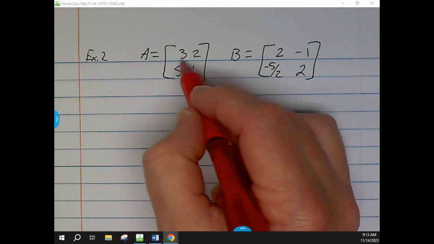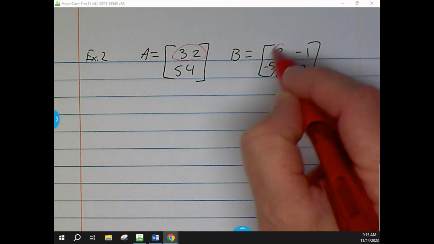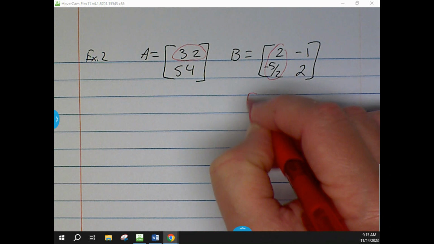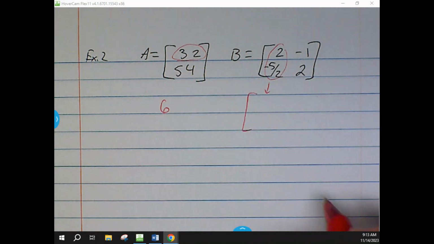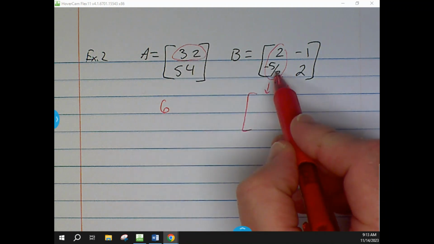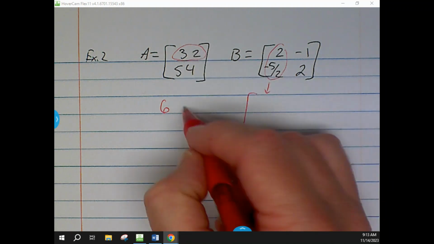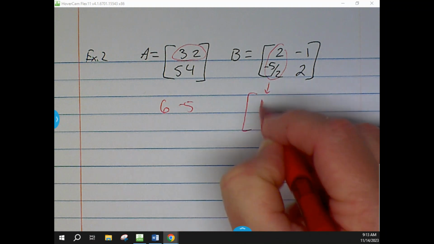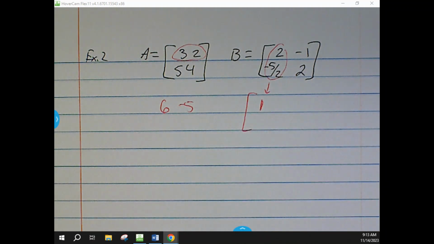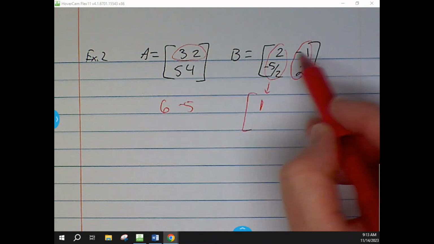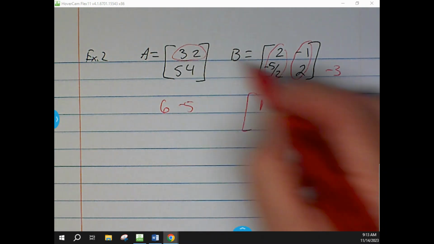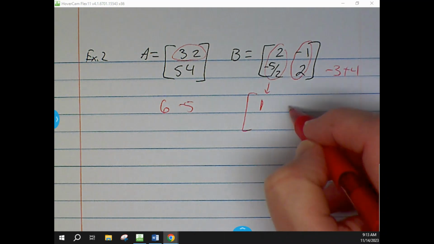Okay, so for this one, we're doing 3, 2 times this one. So again, our answers should go right underneath it here. So if we do 3 times 2, that is 6. We do 2 times negative 5 over 2. The 2's will cancel and leave us with a negative 5. So that would be 1. Okay, so when we do 3, 2 times negative 1 over 2, that's 3 times negative 1 for negative 3. 2 times 2 is 4. Also gives us 1.